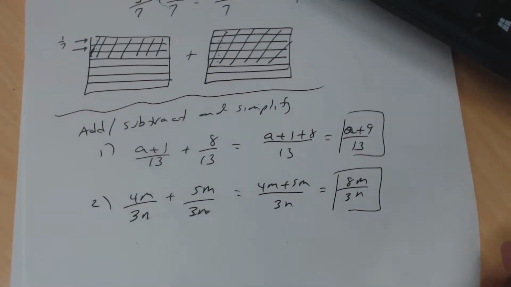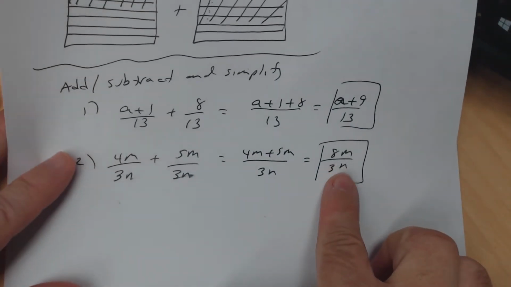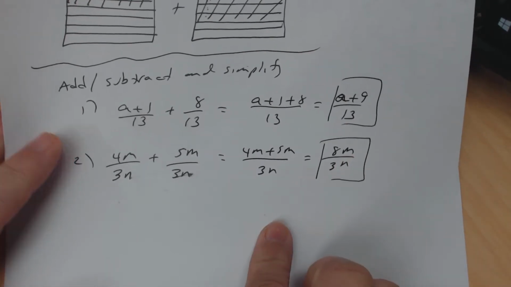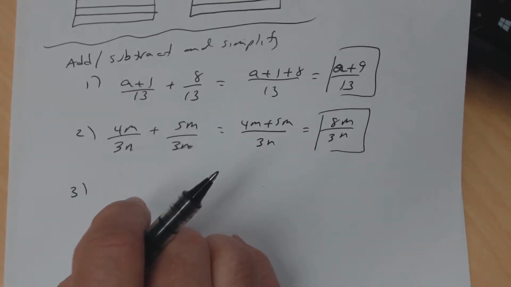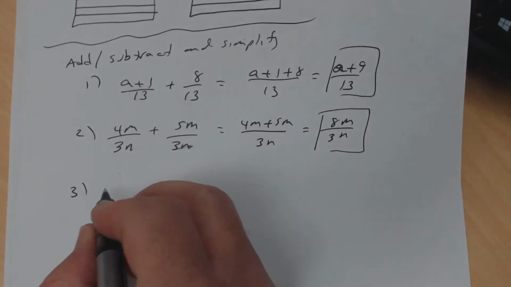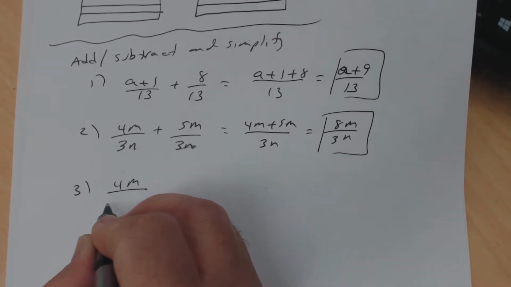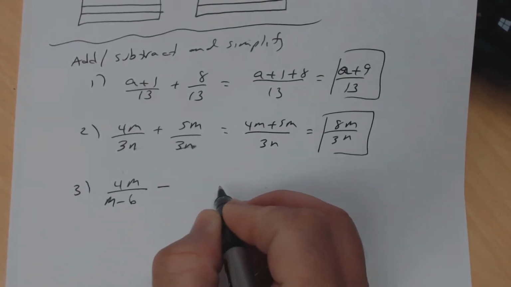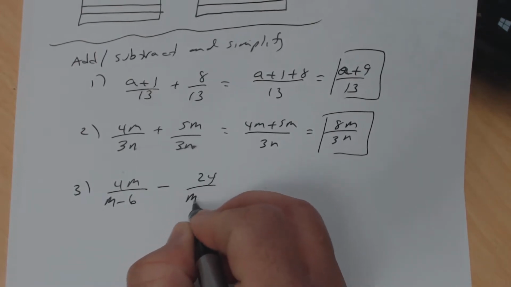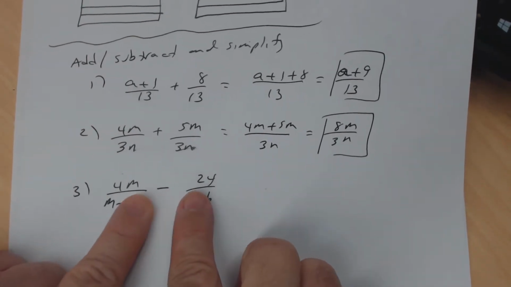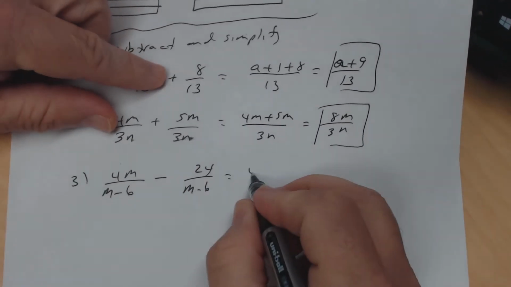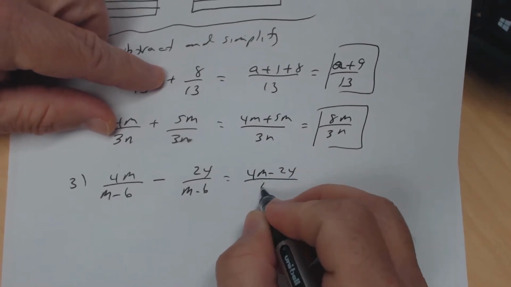Just like before, I can't reduce 9 with any factor down here. There's a factor of m up there, but there's no factor of m down there. So far it's no big deal. So far it's easy. Number 3. Suppose we have 4m divided by m minus 6, and you're subtracting 24 divided by m minus 6. The denominators are the same, so you're going to write this as one fraction: 4m minus 24 over m minus 6.